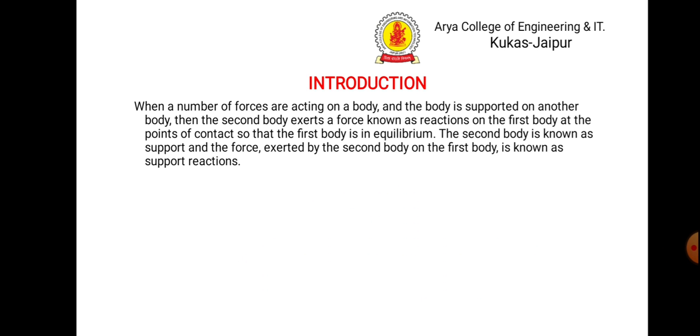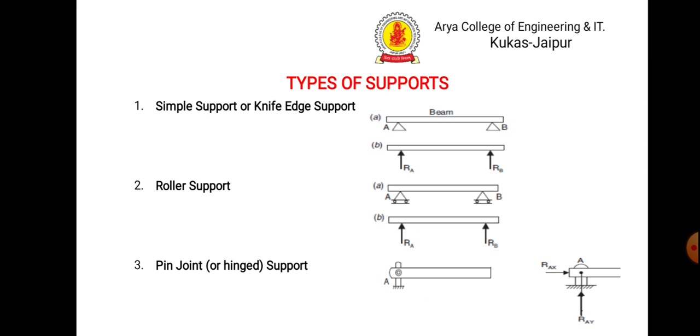The second body is known as the support, and the force exerted by the second body on the first body is known as the support reaction. Now, there are various types of support, but there are mainly three supports which are important from the subject point of view. First one is simple support or knife edge support, which you have seen in figure A. For figure B, the reactions act at A and B, so RA is vertically upward and RB is vertically upward.